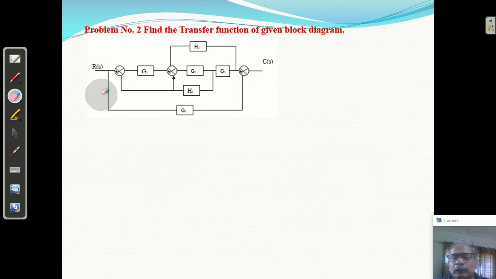Next, I am developing part number 2 and part number 3. We will solve two problems in part number 2 and two more problems in part number 3.